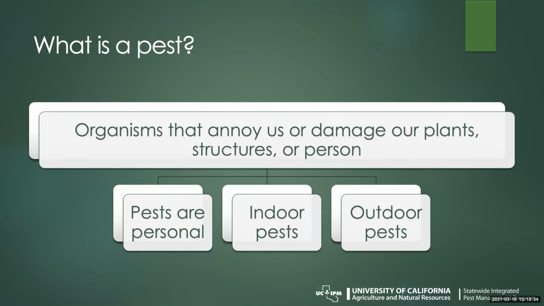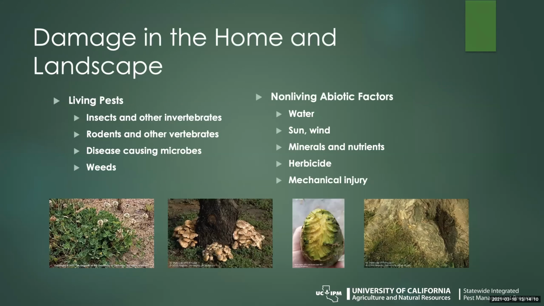And so a pest is an organism, some sort of animal or plant or disease that might annoy us. It might cause damage to our structures, to our plants, or even to our person. Fleas are considered pests, and they can be a problem on our pets, obviously. But as I just mentioned, pests are personal. It may not be a pest to your neighbor, and it might be a pest to you, and they can be indoors and outdoors in different situations at different times of year.